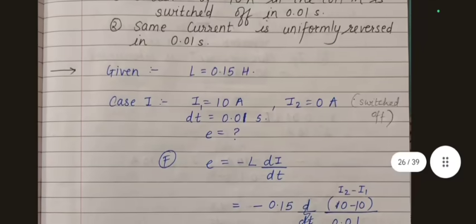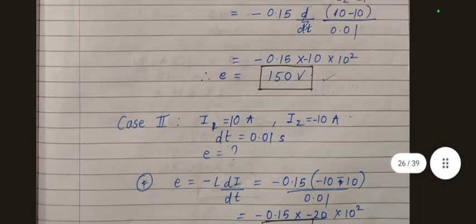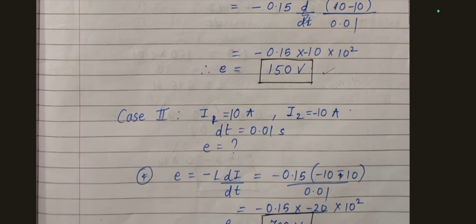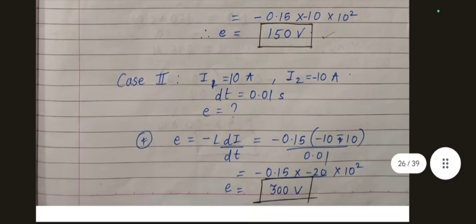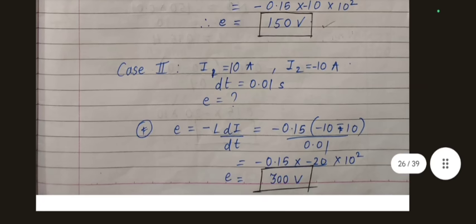Then the second case given to us is the same current is uniformly reversed in 0.01 second. Now if the word comes like uniformly reversed, you just negate that current. I1 is 10 ampere, so just write I2 as minus 10 ampere. So dt is the same, we use the same formula: minus 0.15 into minus 10 minus 10, that will become minus 20 upon 0.01, you will get E as 300 volt. I hope you felt it very simple.